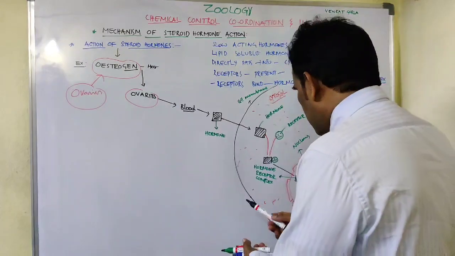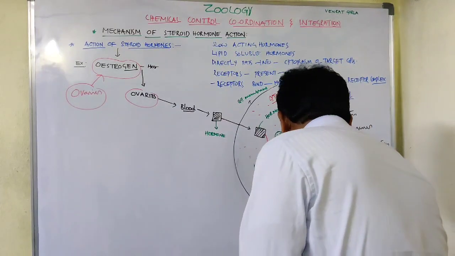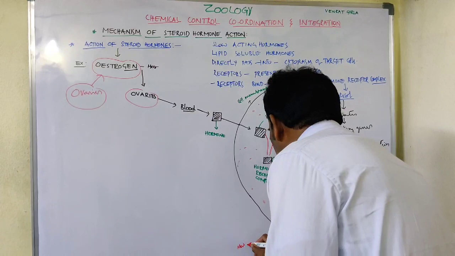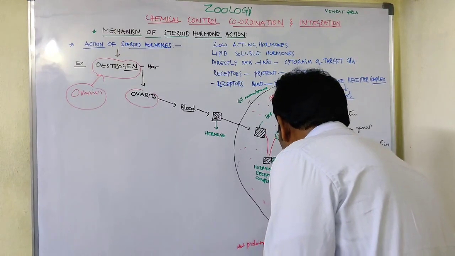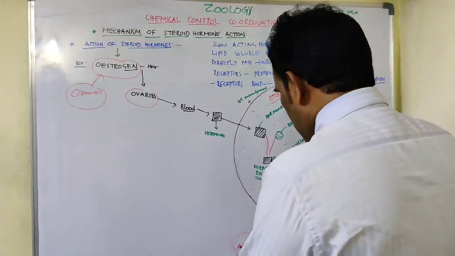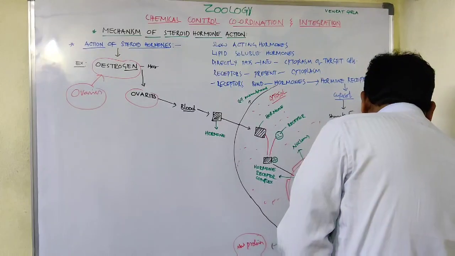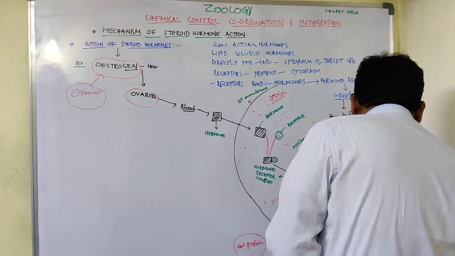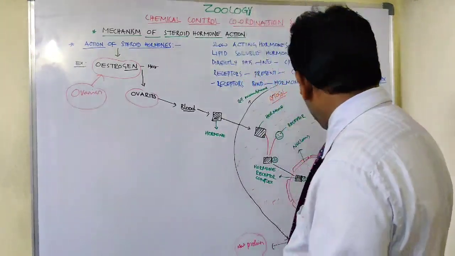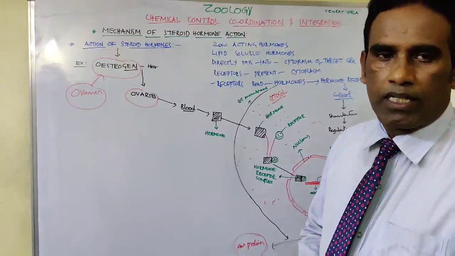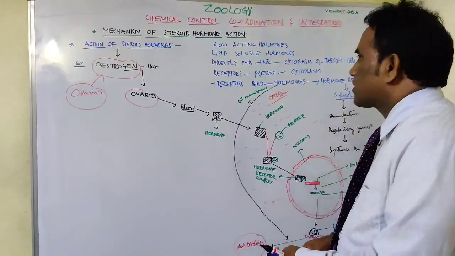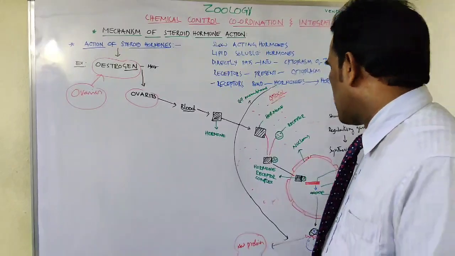And it forms a new synthetic material. This is the new protein formation. This new protein may act as an enzyme or another genetic material. And this mechanism is a slow process compared to a protein hormone.